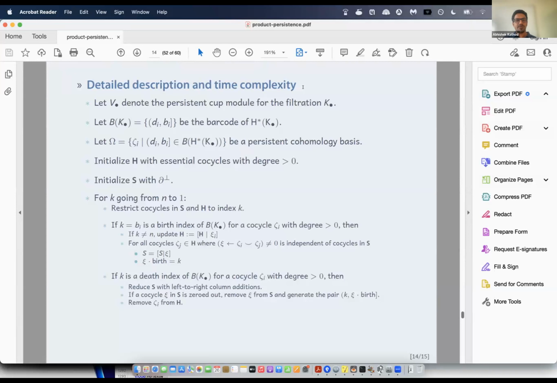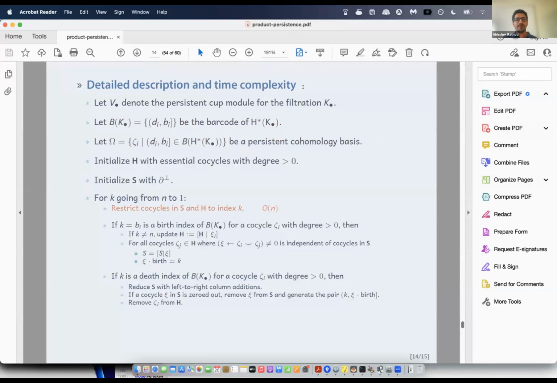So that gives the final details of the algorithm, and now I'll give a brief analysis of why this algorithm takes O(n^4) time. The first thing to note is that computing the barcode of ordinary persistence and computing persistent cohomology basis can be done in O(n^3) time using standard algorithms in the persistence literature like PHAT or the compressed annotation matrix.